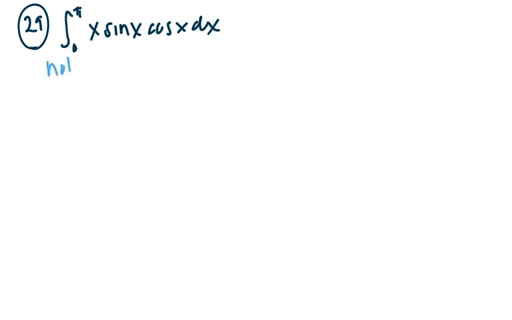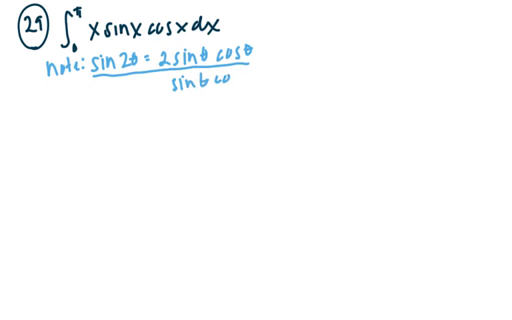Let's make a note real quick. Note, it says sine 2 theta equals 2 sine theta cosine theta. Do you see that kind of happening here? So we're going to make a substitution. We're going to replace sine x cosine x, but we're going to use this in the process. So we're going to take this 1/2 over and say sine theta cosine theta equals 1/2 sine 2 theta.